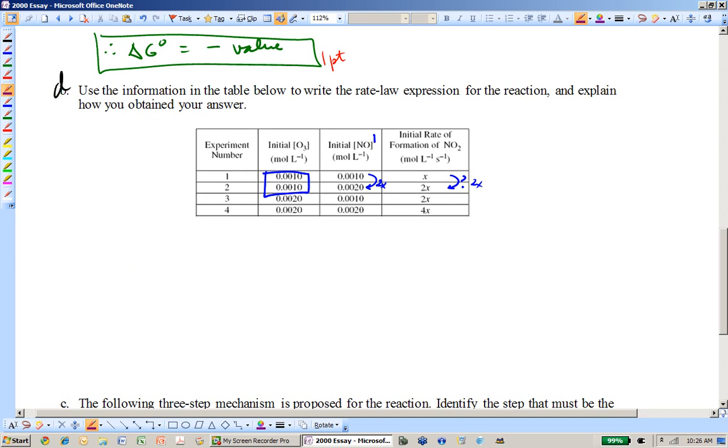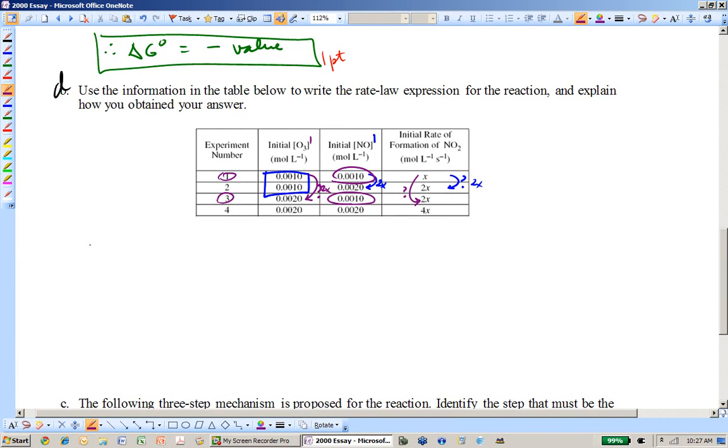Now what I want is to find a place where this concentration was held constant. So I'm going to focus on experiments 1 and 3 in purple here. And I ask myself, what happened to the concentration of ozone from experiment 1 to experiment 3? Well, it doubled. And then I ask myself, 1 to 3, what happened to the rate? It also doubled. So that means this is also first order.